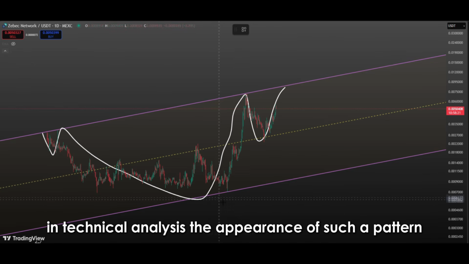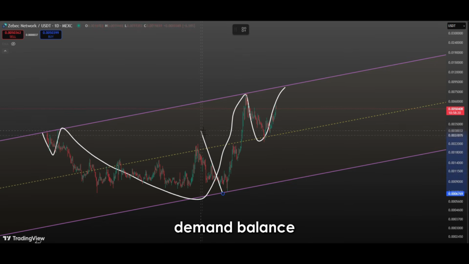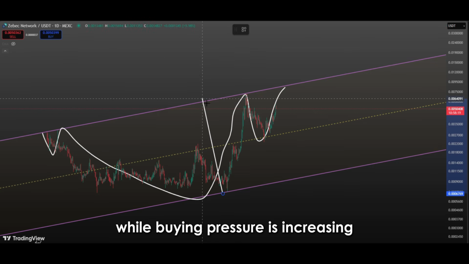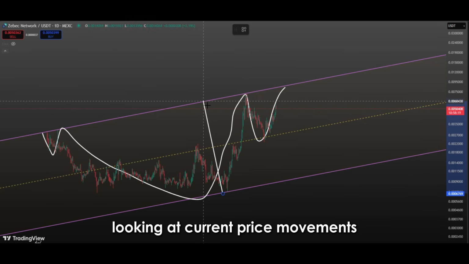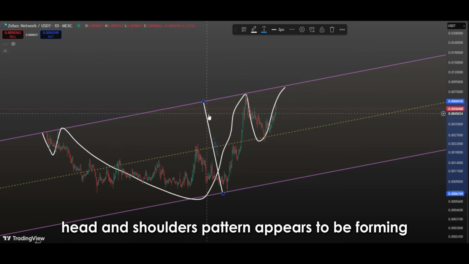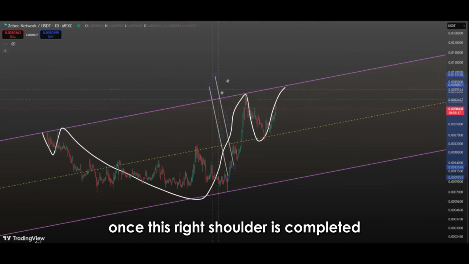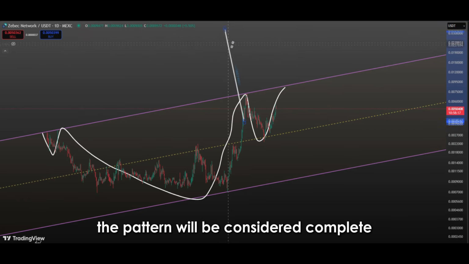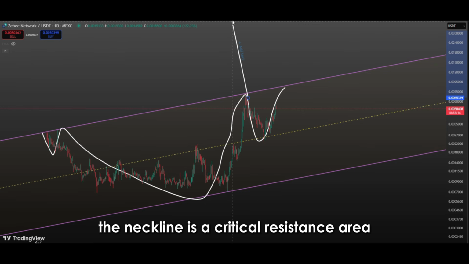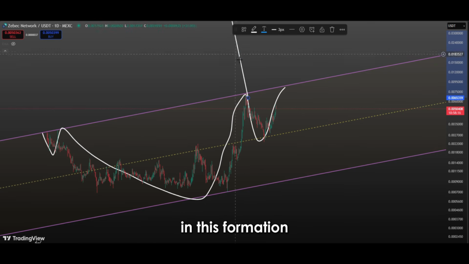In technical analysis, the appearance of such a pattern indicates a shift in the supply-demand balance, suggesting that selling pressure is weakening while buying pressure is increasing. Looking at current price movements, the right shoulder of the inverse head and shoulders pattern appears to be forming. Once this right shoulder is completed, the pattern will be considered complete and a strong move toward the neckline can be expected. The neckline is a critical resistance area in this formation.